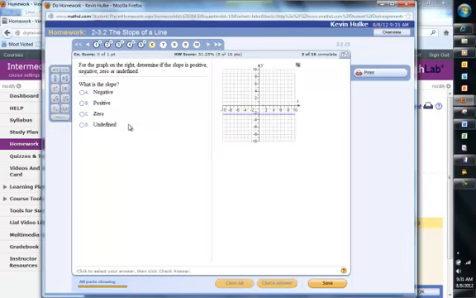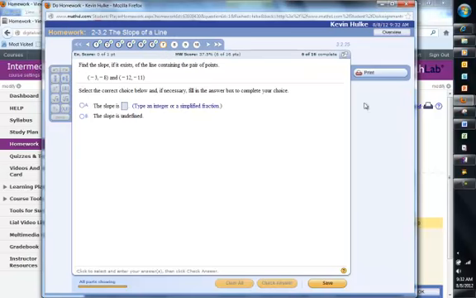Okay. For the graph on the right, if the slope is positive, negative, 0, or undefined, it's 0 because it's not going up or down. Now we have to find the slope.